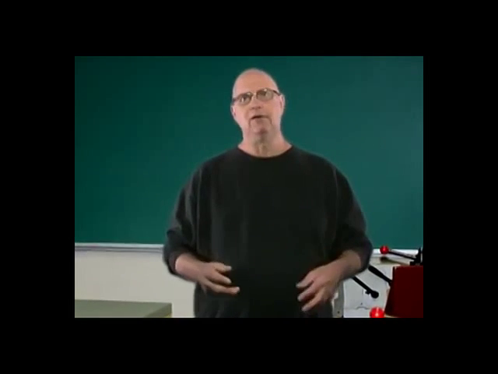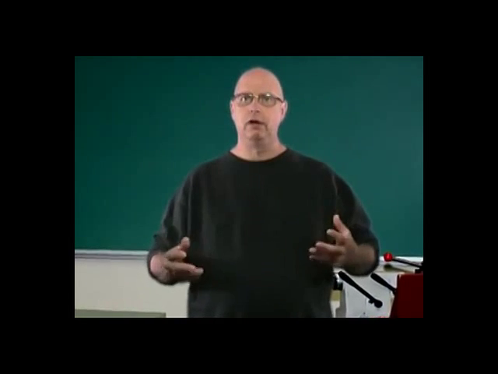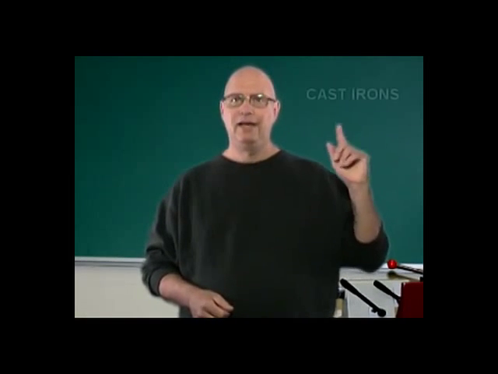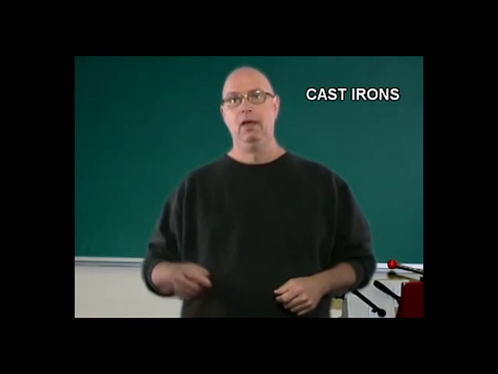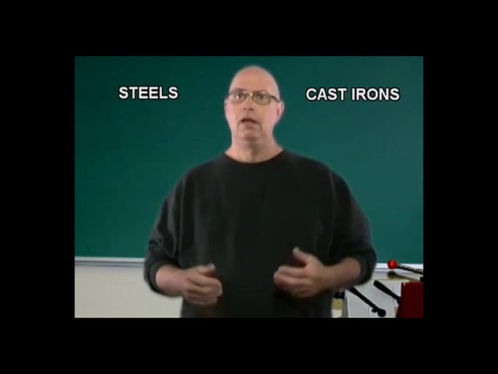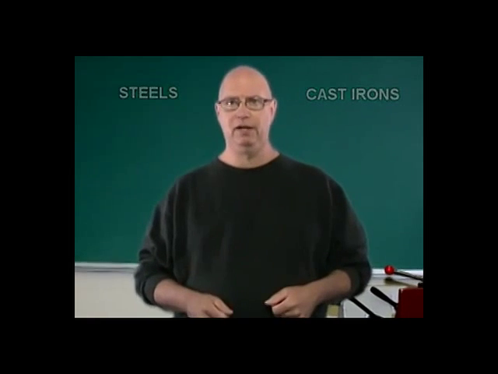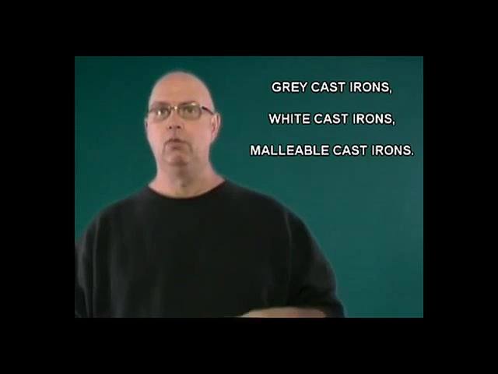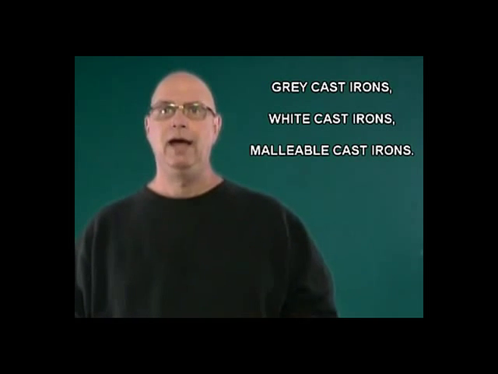Now, ferrous metals can be divided into two large families. The first family would be the cast irons, and the second family would be the steels. Now, these families can be subdivided. So if we look at the cast irons, we can say that there are three main types of cast irons. There are the gray cast irons, the white cast irons, and the malleable cast irons.